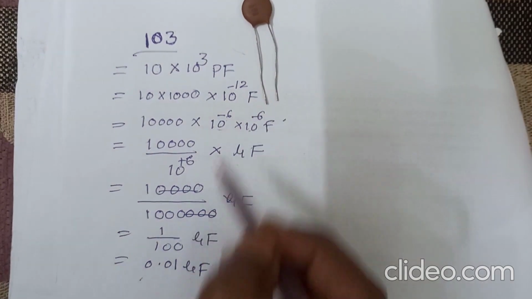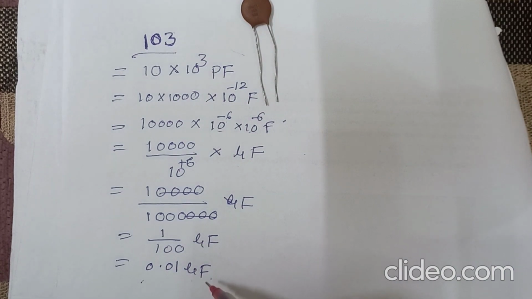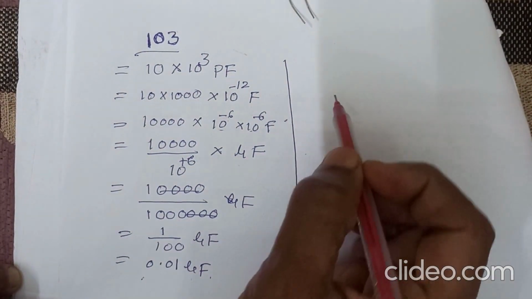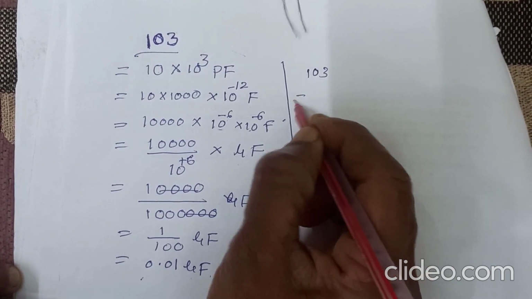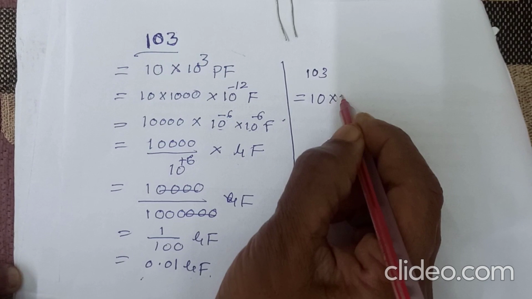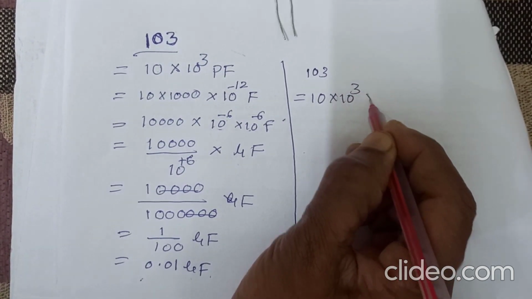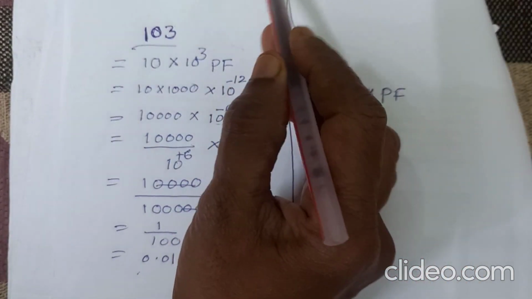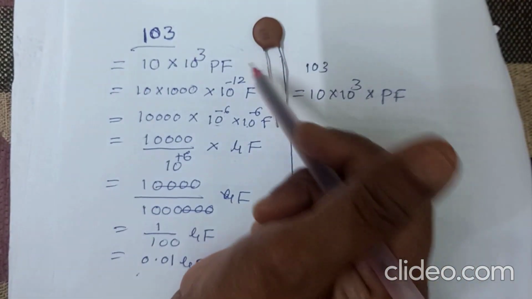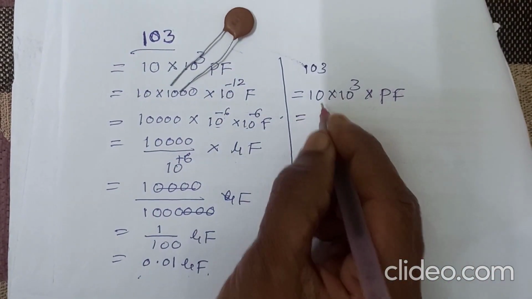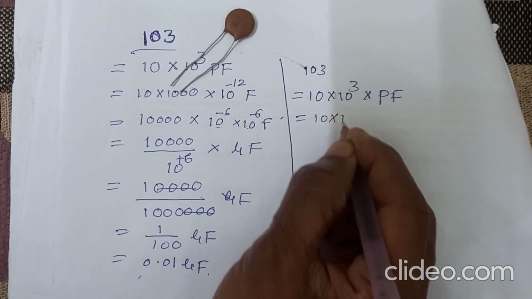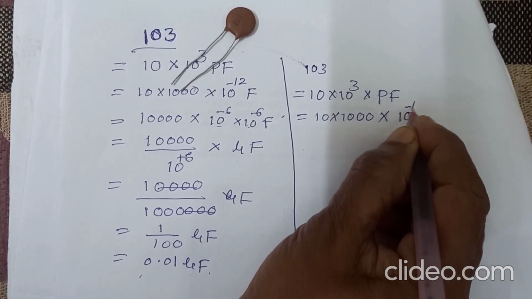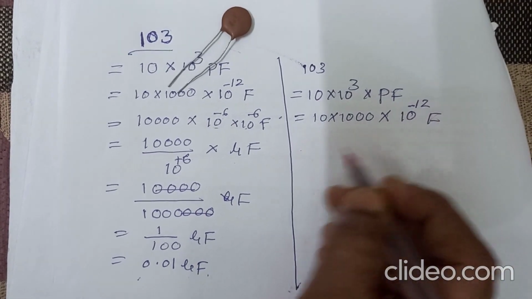Okay. So this is about converting into microfarad. Now you can convert the same thing into nanofarad. So 103 you can write as the first two digits into 10 to the power 3 into picofarad. Always the number given on this capacitor is a picofarad value. Next, this is 10 into 1000. Pico is replaced by 10 to the power minus 12 farad.